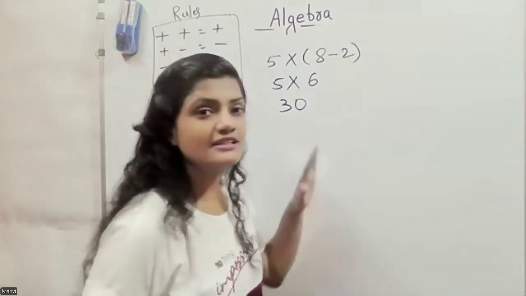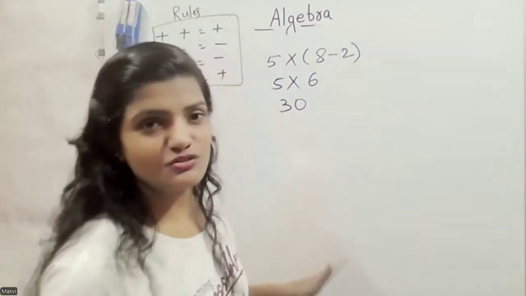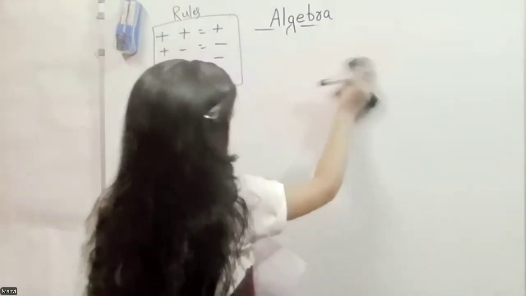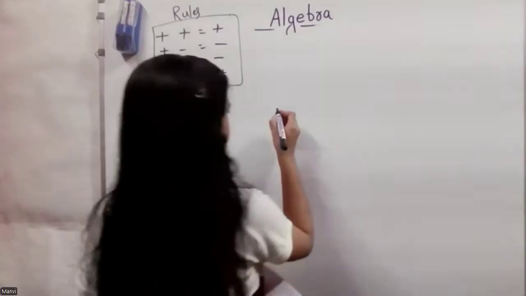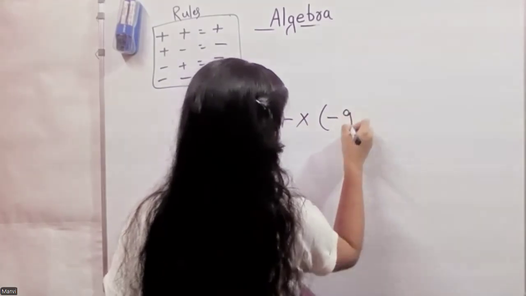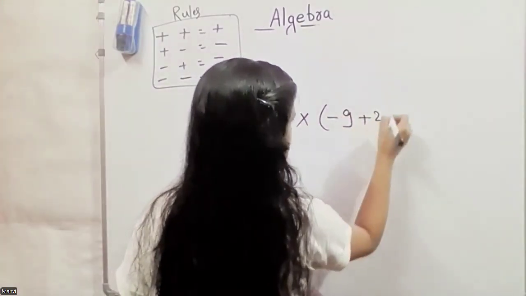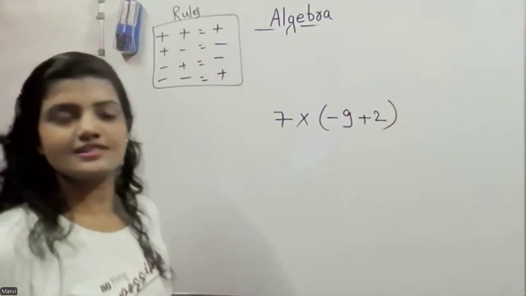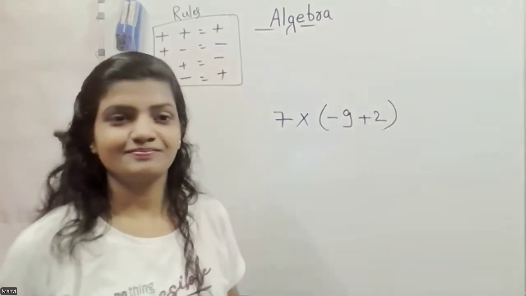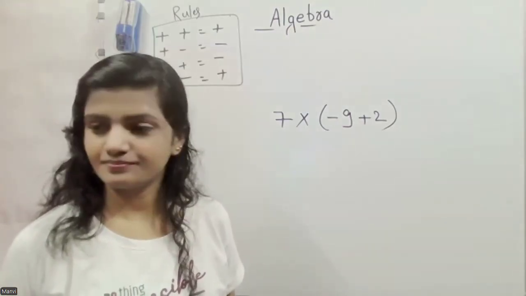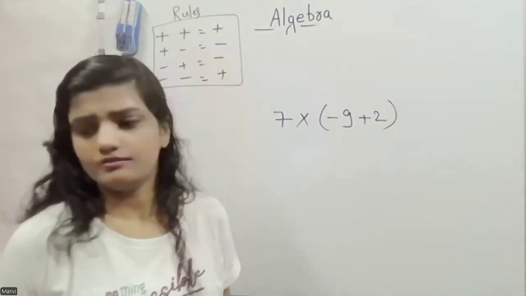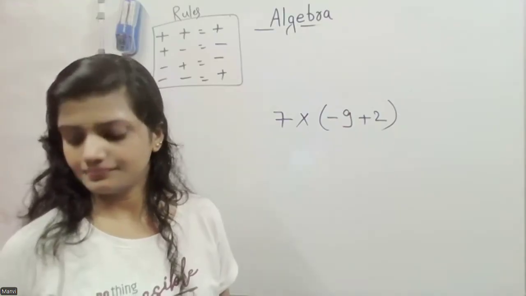But here we are putting some different signs and then trying to solve that. For example, if we have a question like this, 7 times with minus 9 plus 2, please tell me the answer. First solve for the bracket and then the question becomes easier.